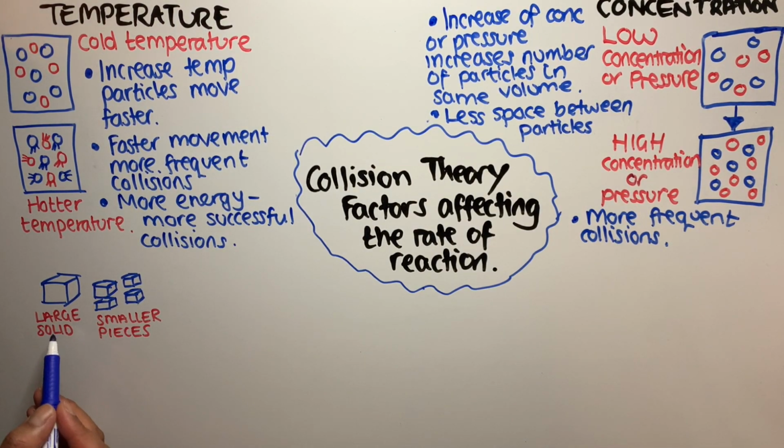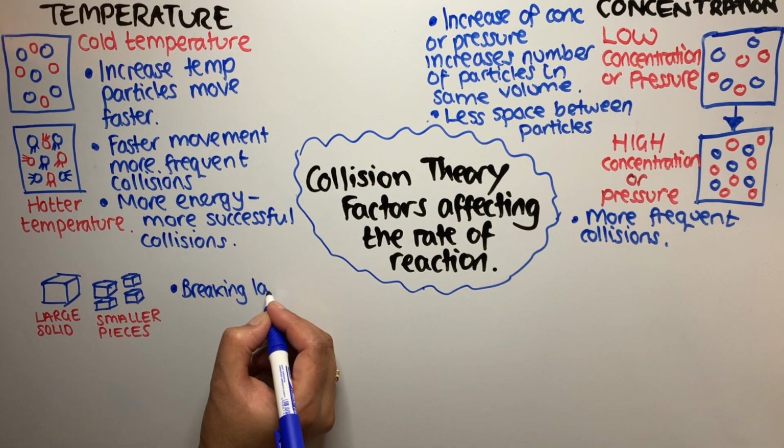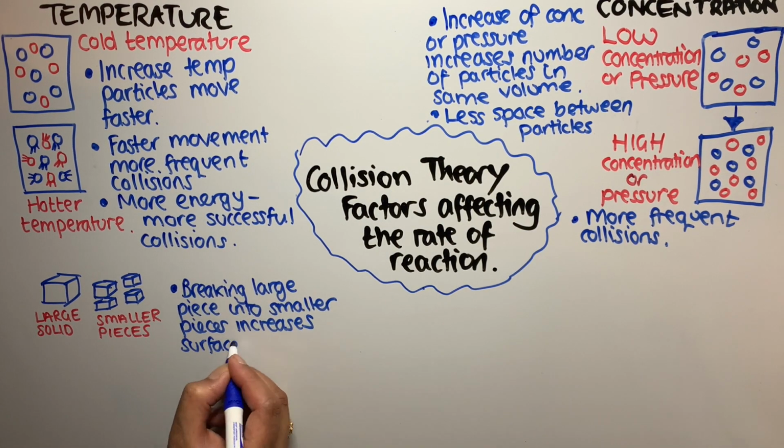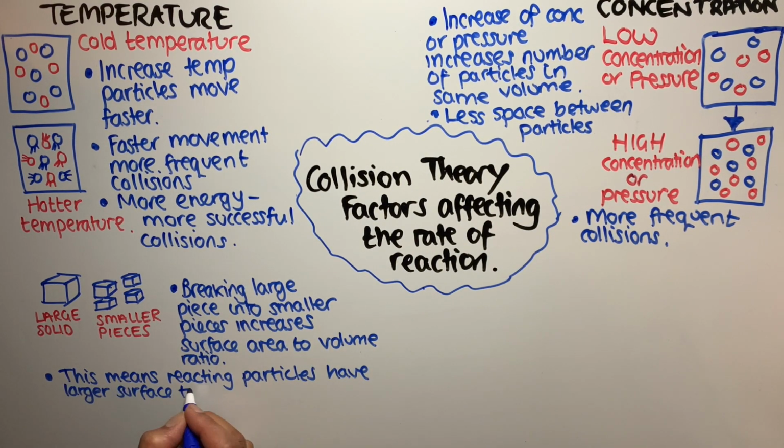So if we break the large solid piece up into smaller pieces, that means we've increased the surface area to volume ratio, which means the reacting particles have a larger surface area to work with, therefore the collisions become more frequent. And so if there are more frequent collisions, the rate of reaction is increased.